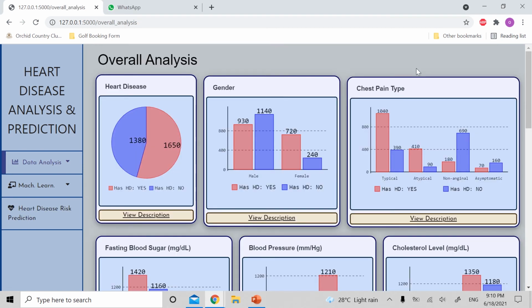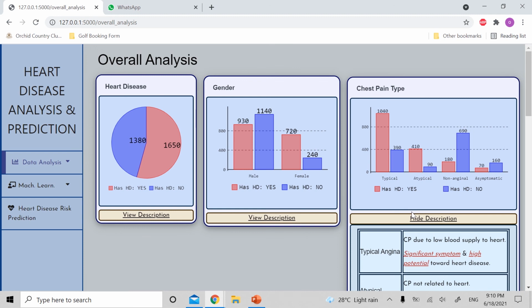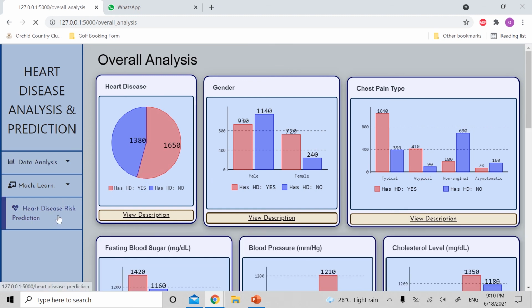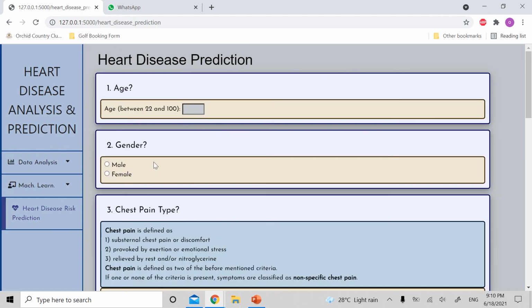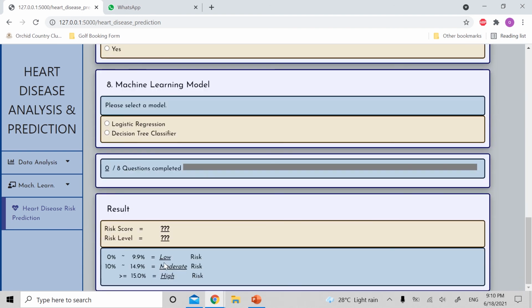For the impact and benefit of this project, it should be able to show what kinds of attributes affect heart disease, such as which significant symptoms and which attributes have higher potential toward heart disease. The second benefit is that this project should be able to predict the risk of heart disease for a certain person, and the possible diseases. Yeah, thanks.